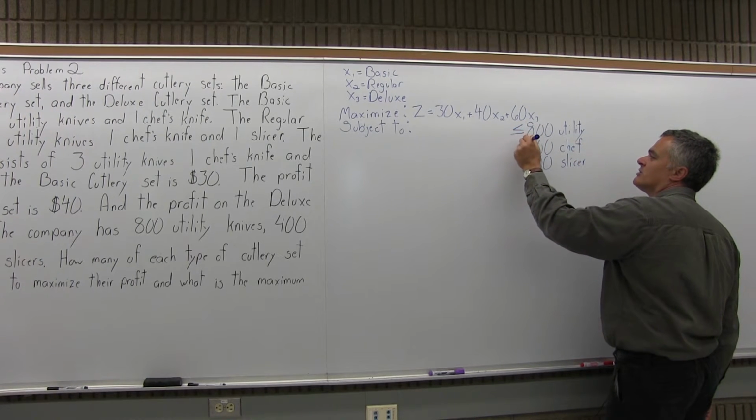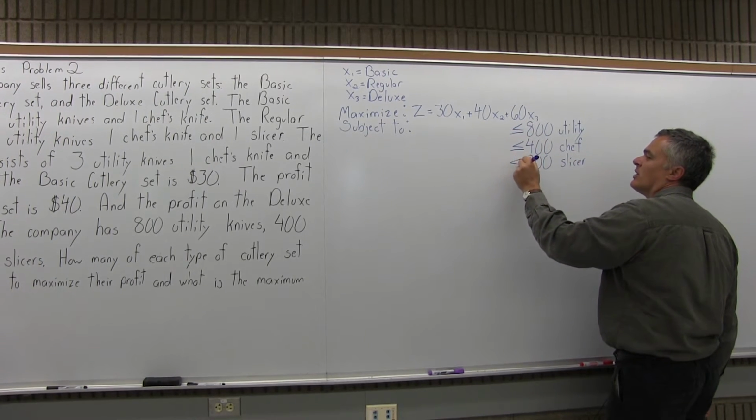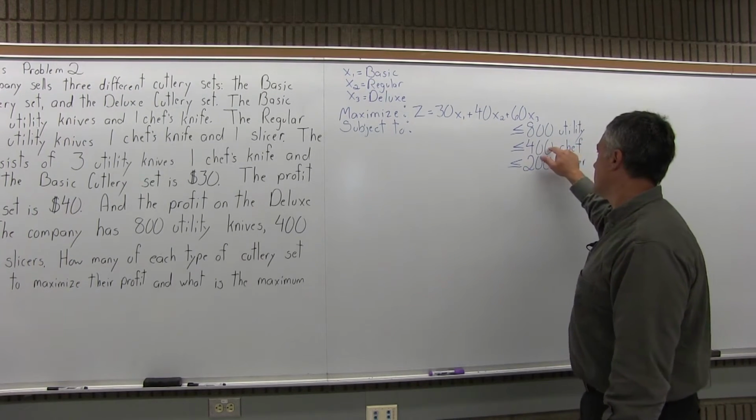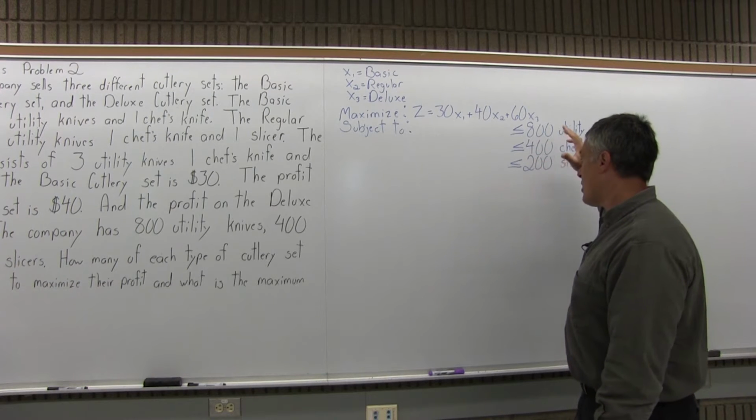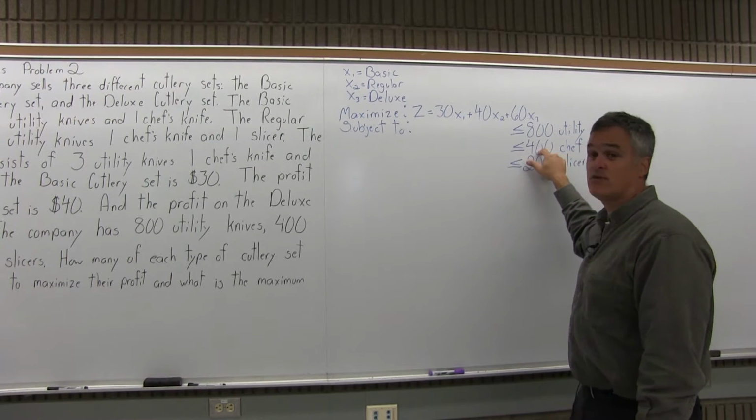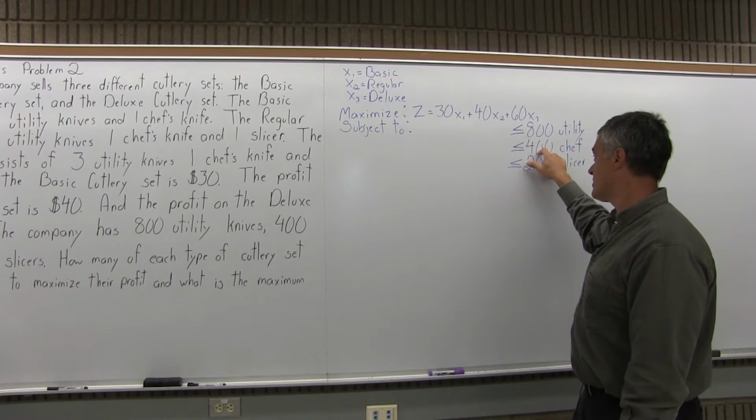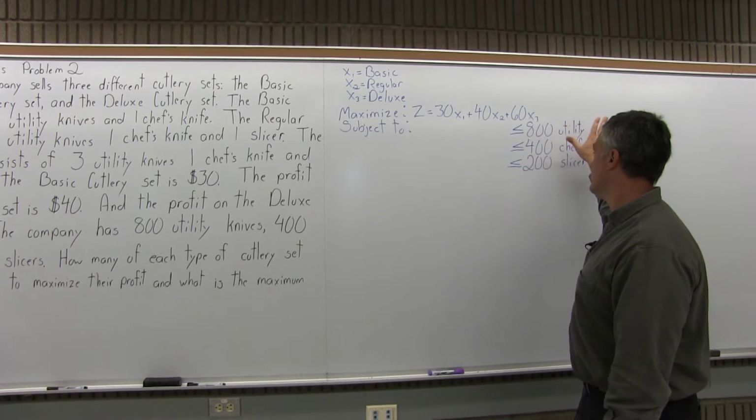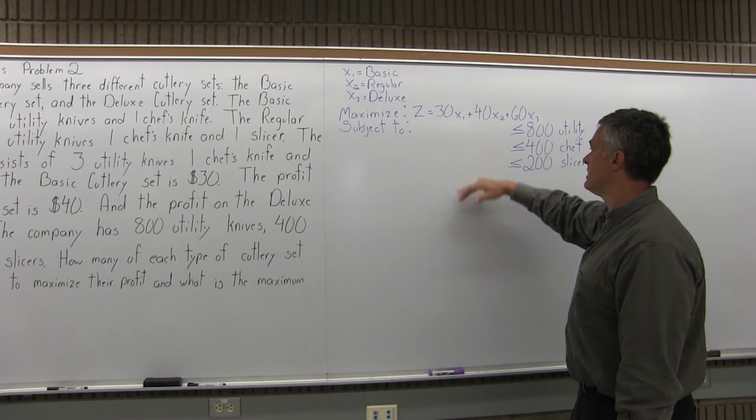Again, each constraint will have an inequality symbol of less than or equal to. Again, chef's knives, for example, if you have 400, you can use up all 400 or 372 or 399, but you can't use, say, 402 of them because you just don't have it. You can use all 400 or a little less. And the same thing for the utility, the slicers. They all have to be less than or equal to.